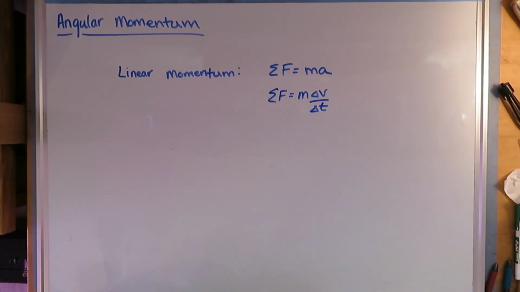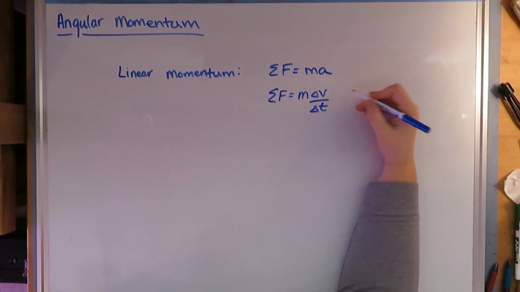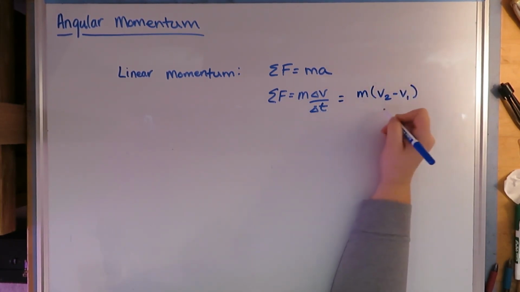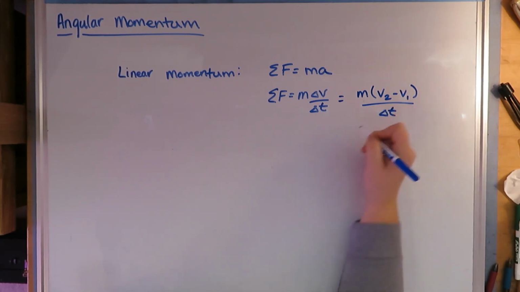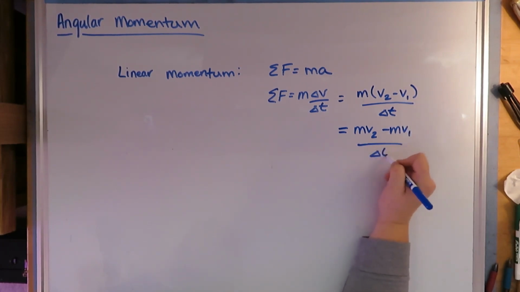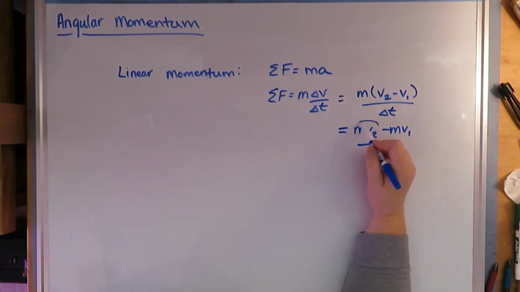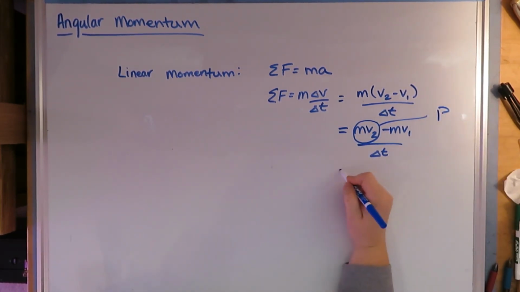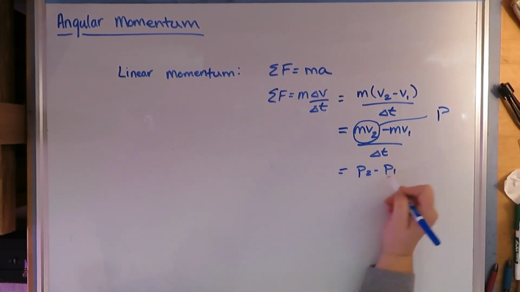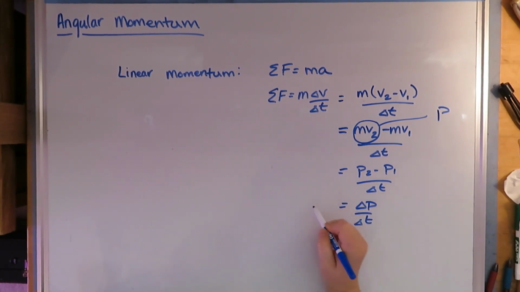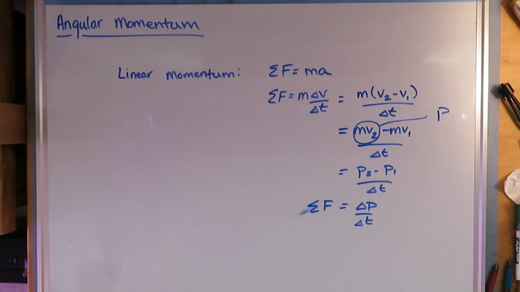Then if I do m delta v, that's m times (v2 minus v1) over our change in time, which is the same thing as (mv2 minus mv1) over change in time. This construct of m times v we defined as momentum. So this gives us (P2 minus P1) over delta t, which is delta P over delta t. So our net force was equal to the change in momentum over the change in time.